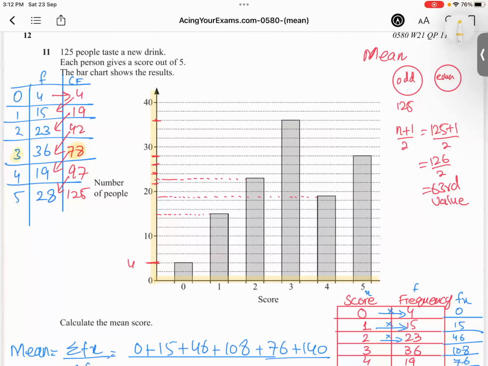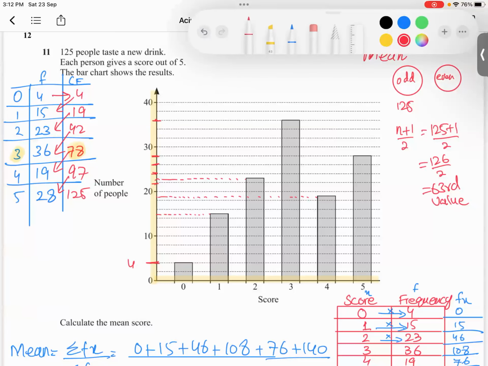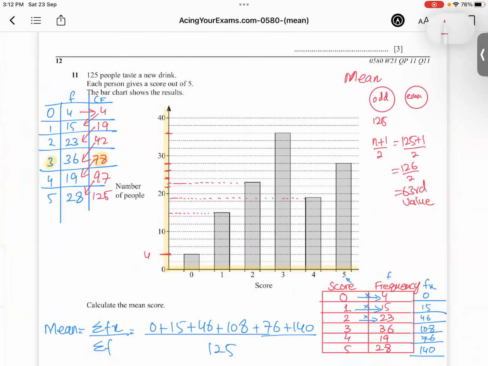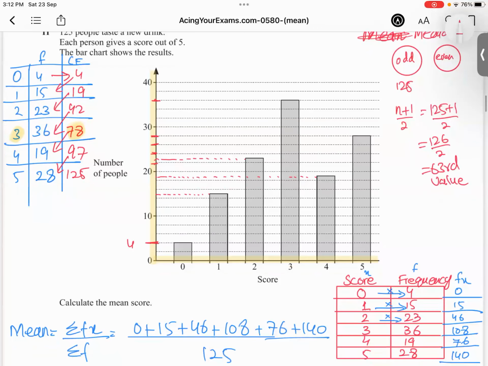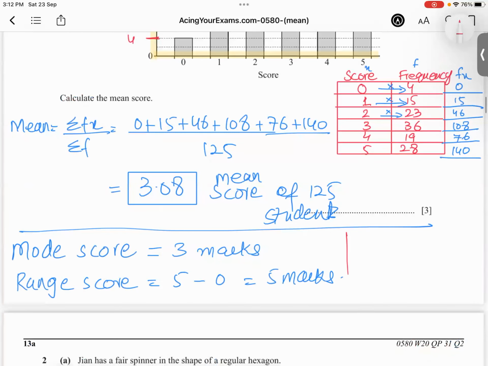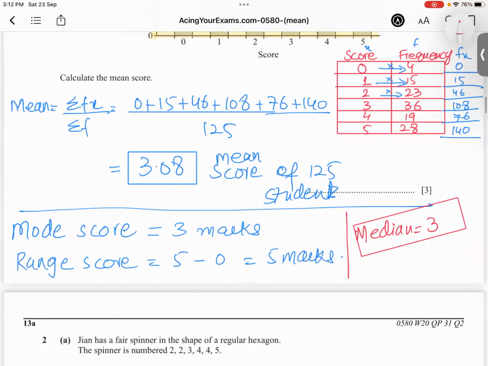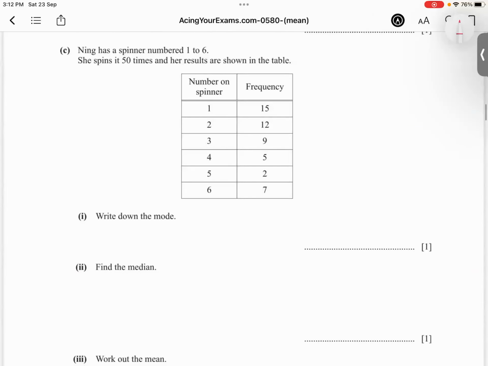So the answer for the median score is also 3. So median is also 3. This is for median. Median is 3. And how it is 3, you can watch the video again. All right. So let's see another question.